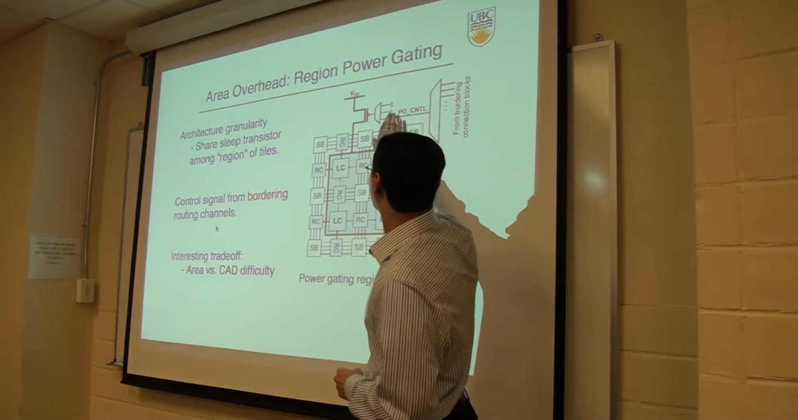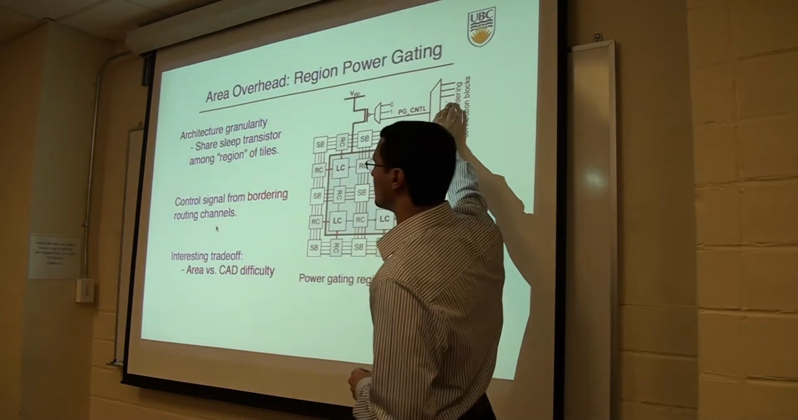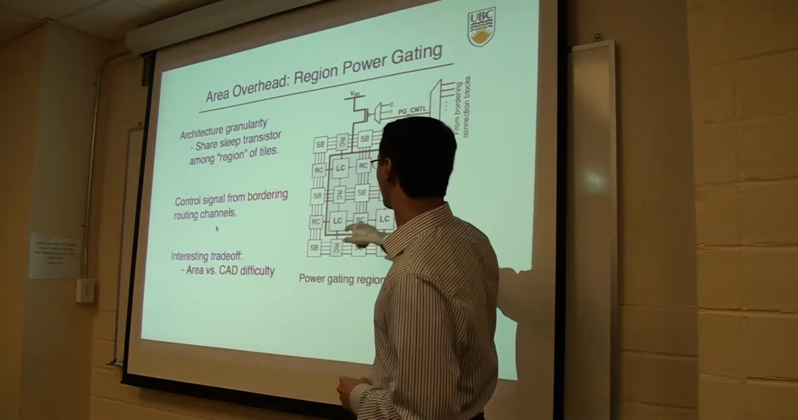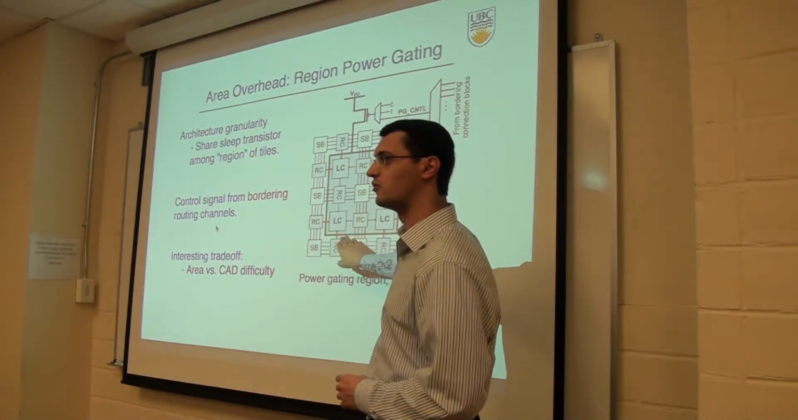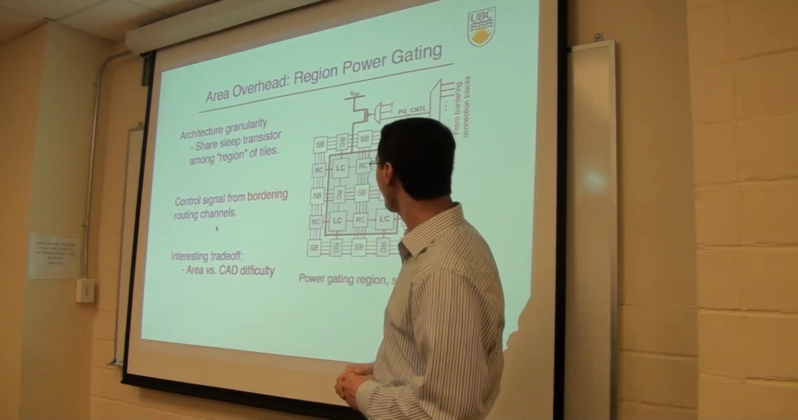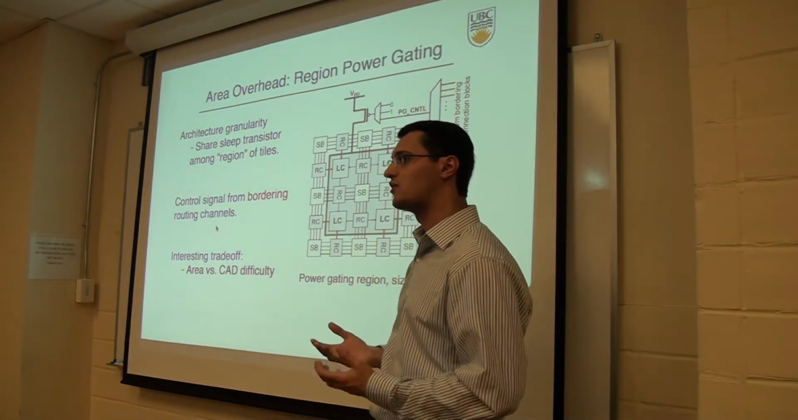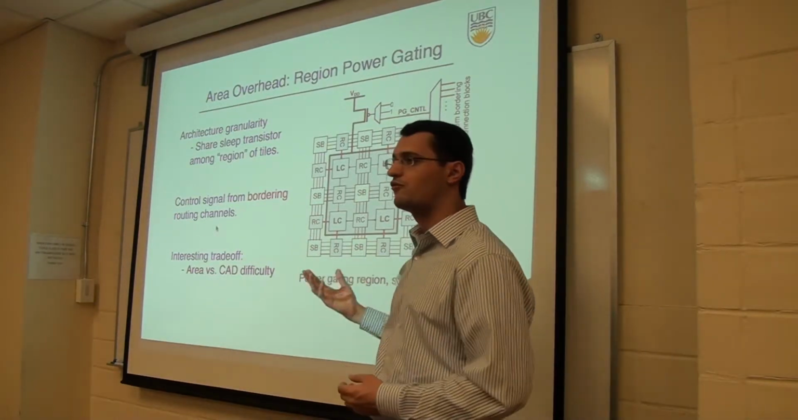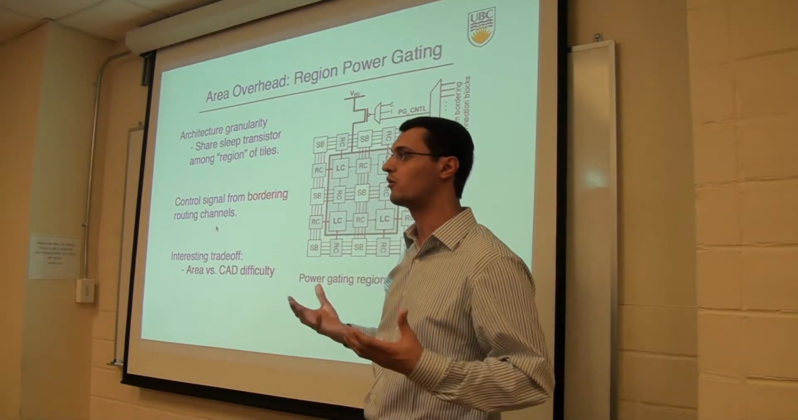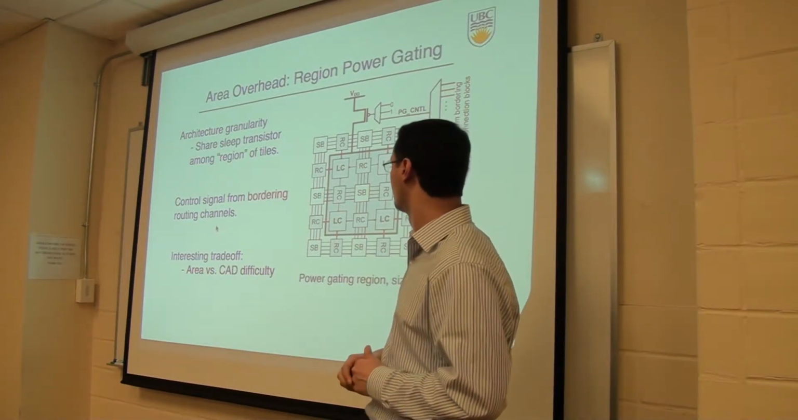And the idea here is the same as the single logic cluster. These signals that feed this multiplexer could come from any of the bordering routing channels to this region. So we have a better chance now to use one of these input pins to work as the control signal for the power state of the region. As I said, there's a trade-off between area and the CAD difficulty, because if we use larger regions, this means that the CAD tools have to work harder to group more logic clusters in the same region so that it can power gate them using one control signal.